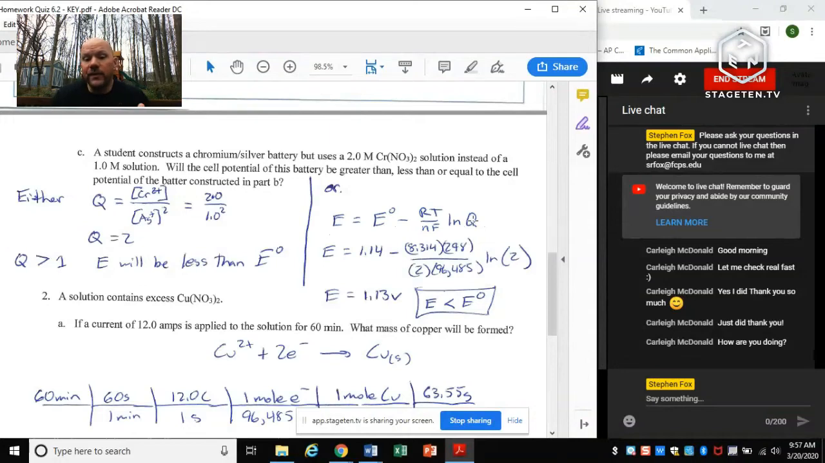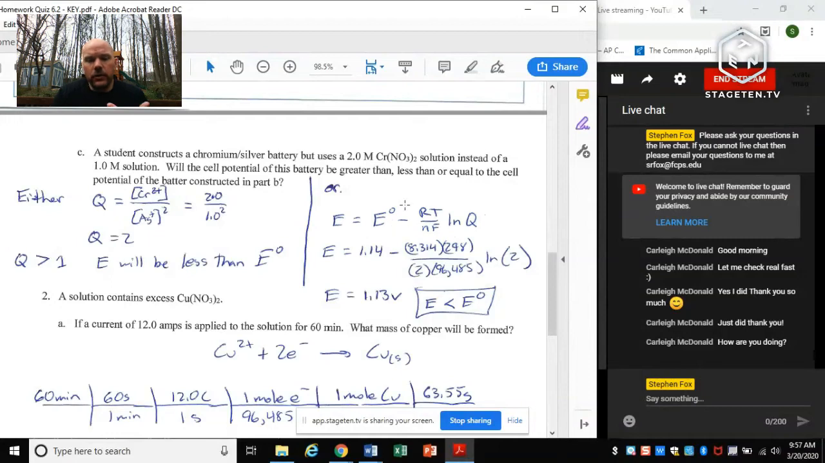Now, when Q is equal to 1, the natural log of 1 is 0. So then it would be E naught minus 0. And so the new cell potential would be equal to the standard cell potential. Okay, does that make sense? And then if Q is less than 1, if I take the natural log of a number less than 1, then I get a negative number. And then we're subtracting a negative number, so we're really adding, right?